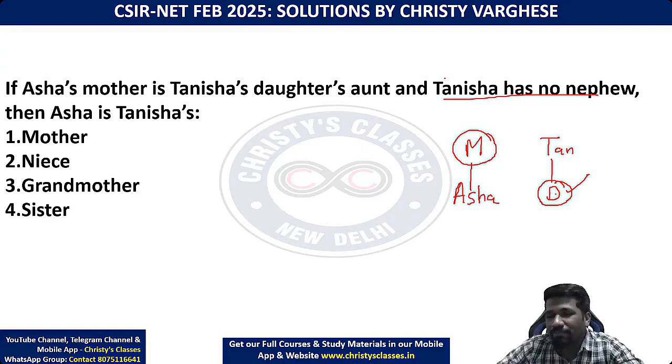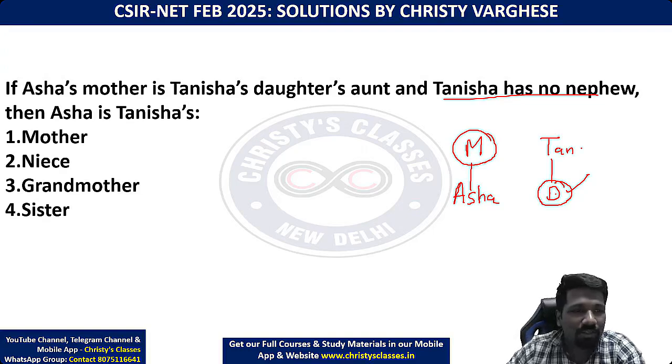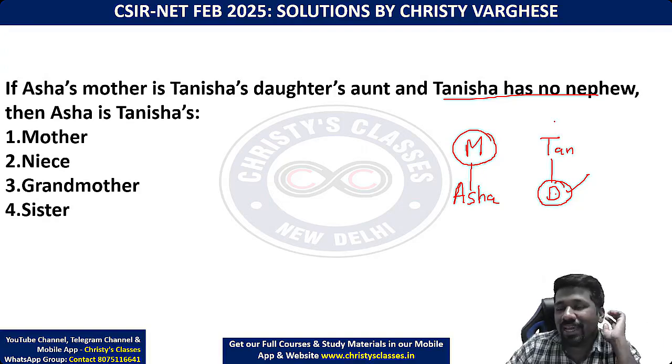That, all we will define in the blood relation chapter properly. So don't worry, in our chapter we will be discussing this. Anyway, Tanisha has no nephew, meaning Tanisha's siblings have no male child. No male child. Then Asha is Tanisha's.